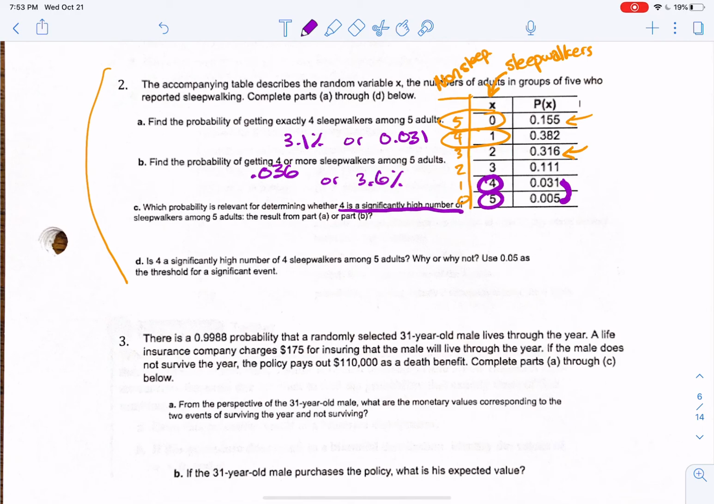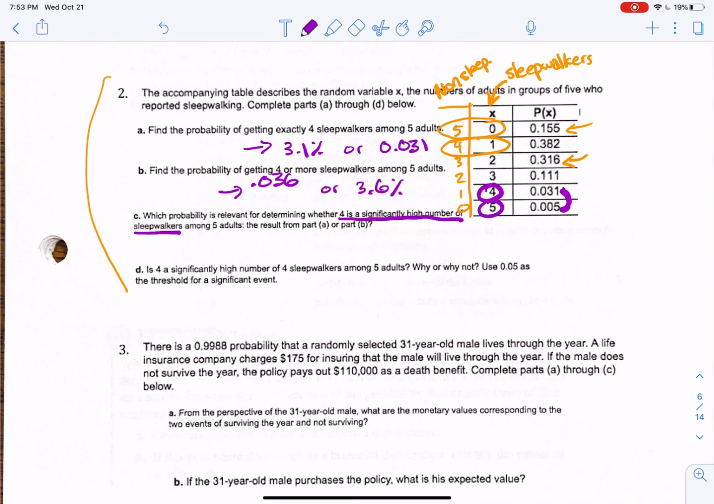Okay, now, which probability, this is the important part, which probability is relevant for determining whether 4 is a significantly high number of sleepwalkers, okay? Whether 4 is a significantly high number of sleepwalkers. Do we use the results from part A or the results from part B? Now, both of those are less than 5%, so 4 is going to be a significantly high number of sleepwalkers, or yes. So, but which one do we go off of, okay?